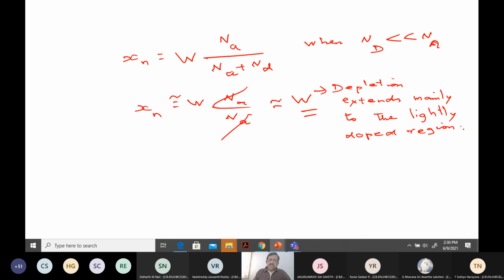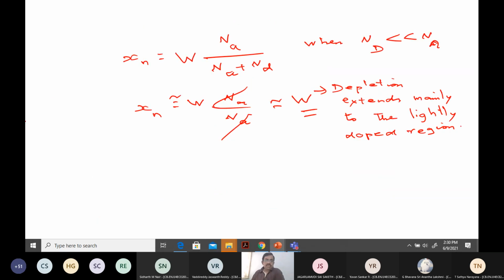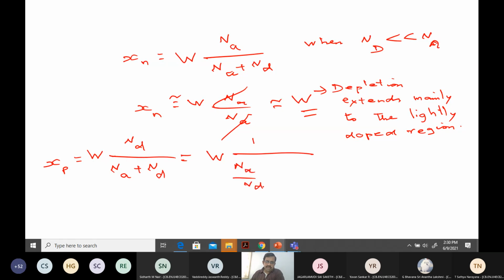Okay. Now the next question is Xp, this one, right? That equation we have to figure out. We have to prove that. What is Xp? Xp is the depletion width in the P side, which is W Nd by Na plus Nd. Now I divide this, I can rewrite this equation as W times 1 by Na by Nd plus 1.